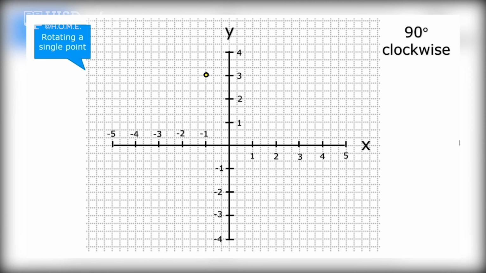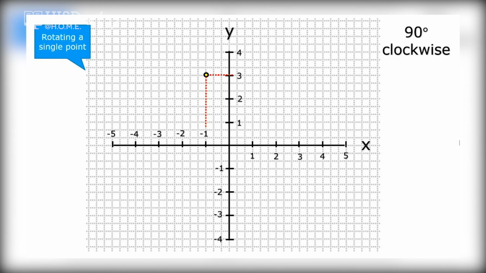And to start our lesson, I want to start with rotating a single point. And this point right here is on the coordinate -1 and +3. And now, as you can see, we're going to rotate it 90 degrees clockwise, which we said it means that it's going to move only one quadrant, moving with the clock.